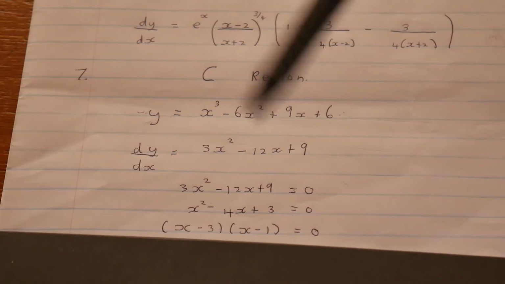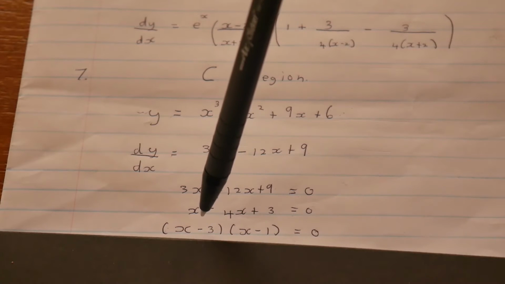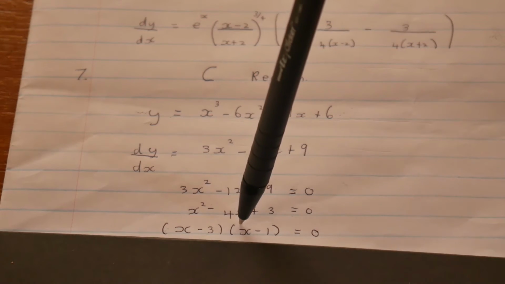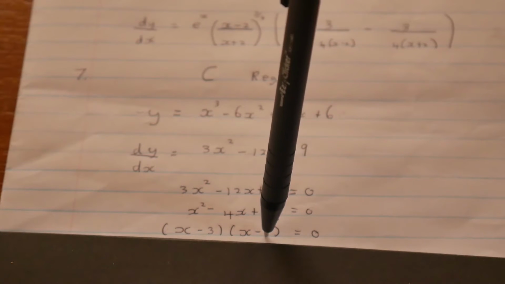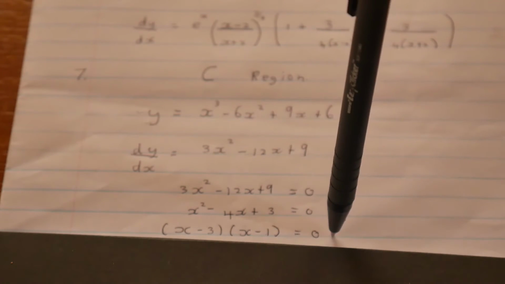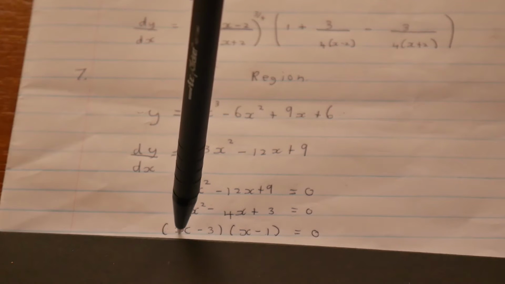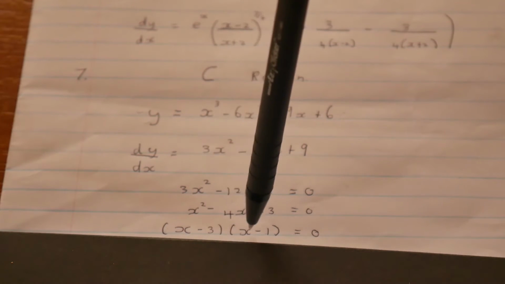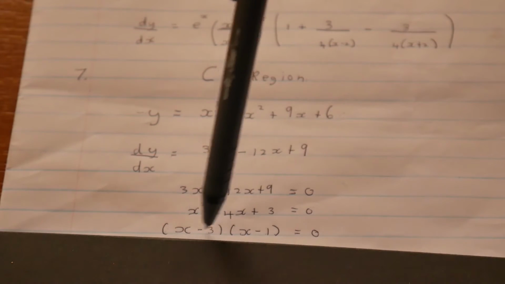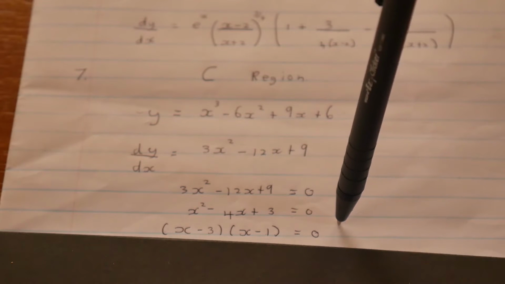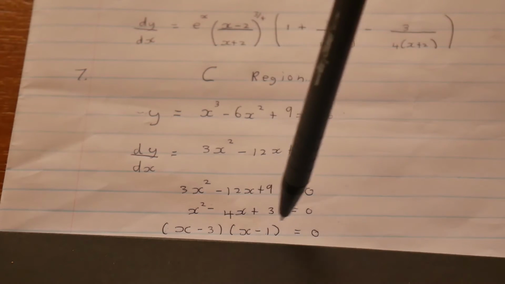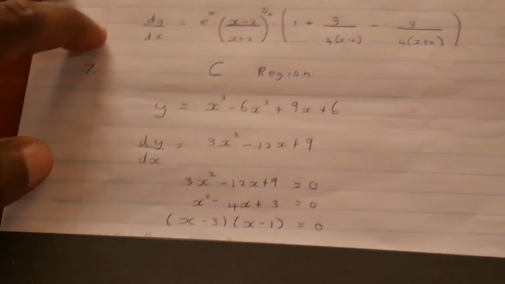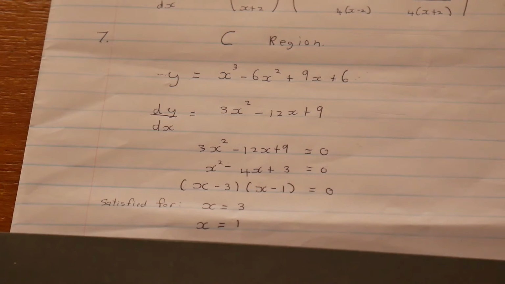If x was 4, we would have 4 minus 3, 1, multiplied by 4 minus 1, 3. We have 1 times 3. x equal 4 would not make this equation 0. x equal 3 would have 3 minus 3, 0, times 3 minus 1, 2. 0 times 2 is 0. Or if x is equal to 1, we would have negative 2 times 0, which is still 0. So x equal 3 and 1 are our stationary points.